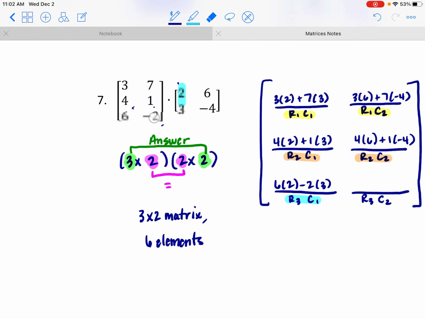And finally, we are looking at row 3, column 2. Row 3, column 2 is going to be 6 times 6 and negative 2 times negative 4. Oops. Negative 2 times negative 4.